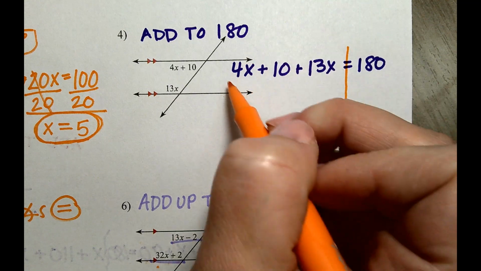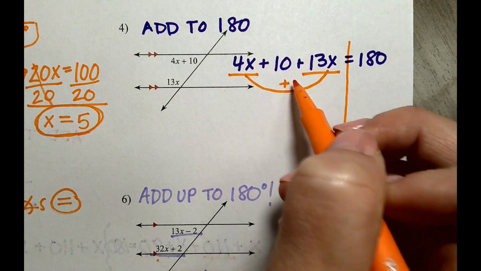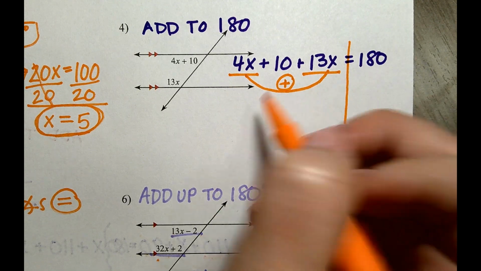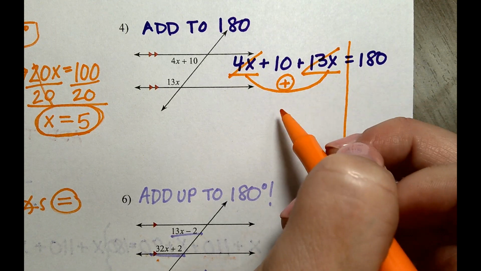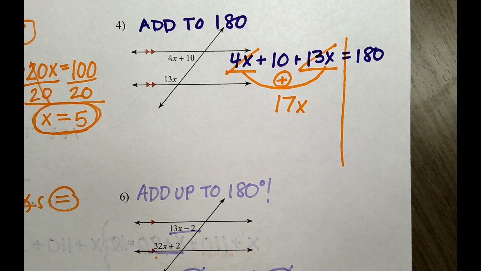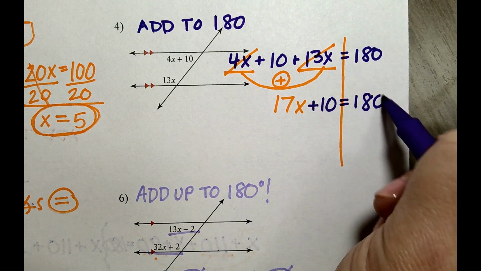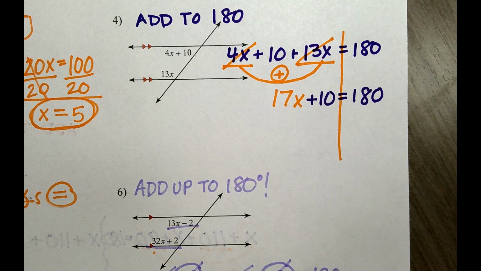Combine like terms. I have 4x and I have 13x. We can just add them together. So what is 4 plus 13? 17, is that right? Okay, so 17x, bring down plus 10 equals 180. They can be tricky. Okay, I've combined my like terms. I brought everything down. Go ahead, Nita.